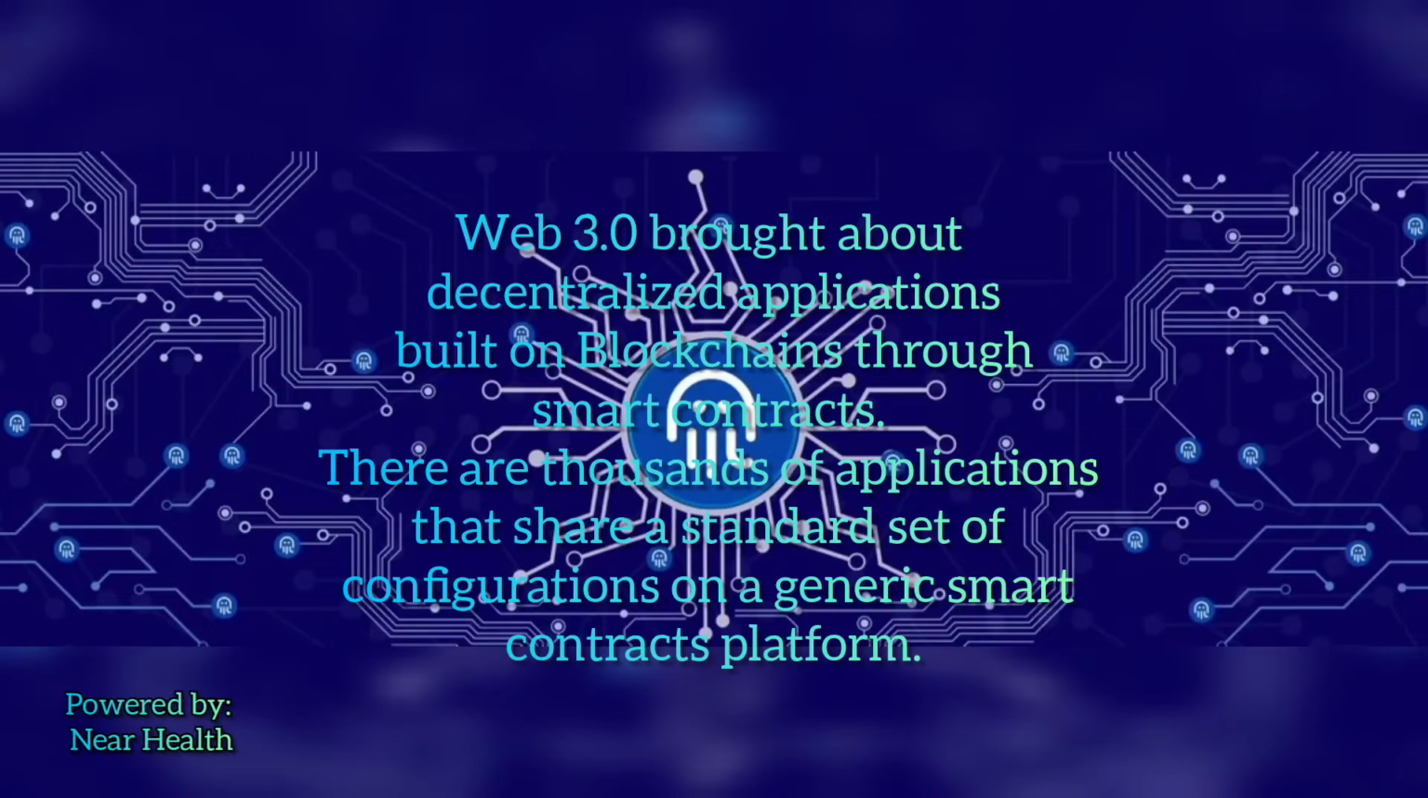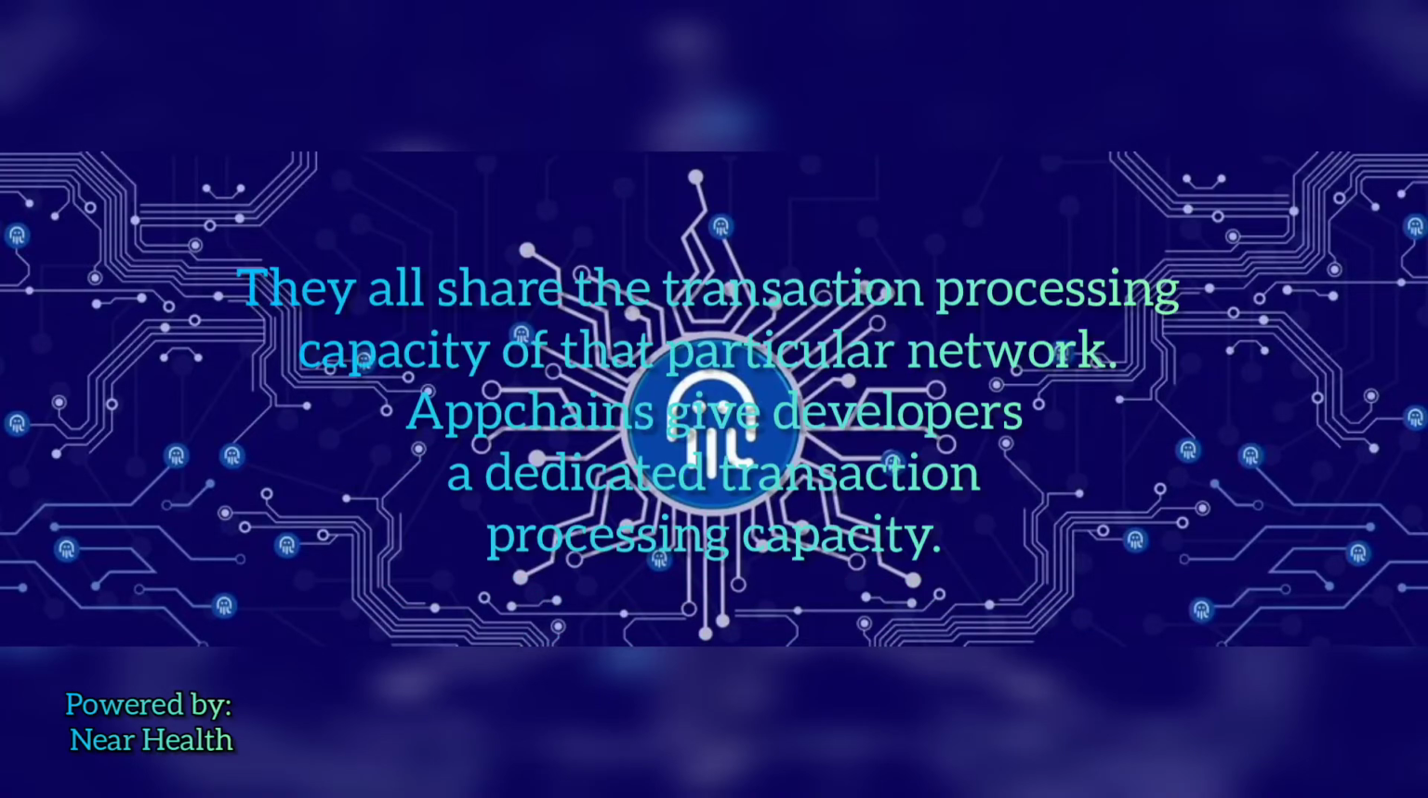Hello there. Today we're going to talk about application-specific blockchains, also known as Appchains. Web 3.0 brought about decentralized applications built on blockchains through smart contracts. There are thousands of applications that share a standard set of configuration on a generic smart contract platform. They all share the transaction processing capacity of that particular network. Appchains give developers a dedicated transaction processing capacity.